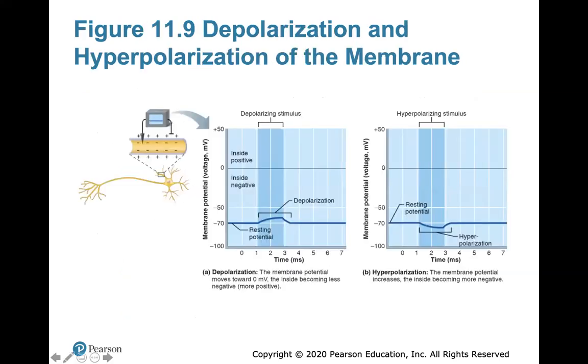So here's just a look. Depolarization, the inside of the cell becomes less negative, and hyperpolarization, the inside of the cell or axon becomes more negative.